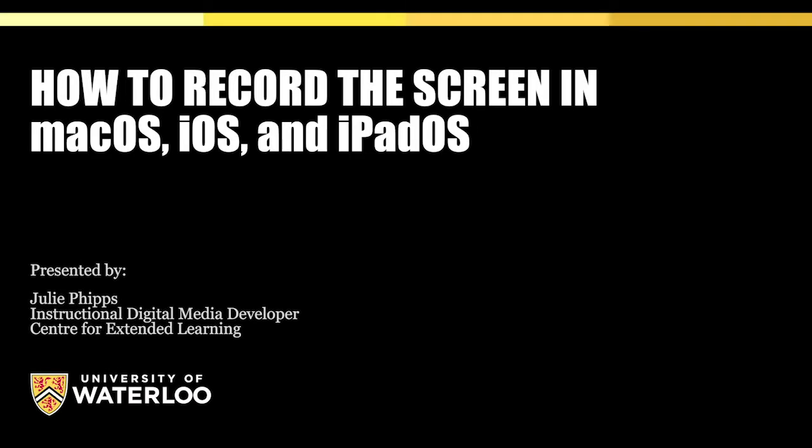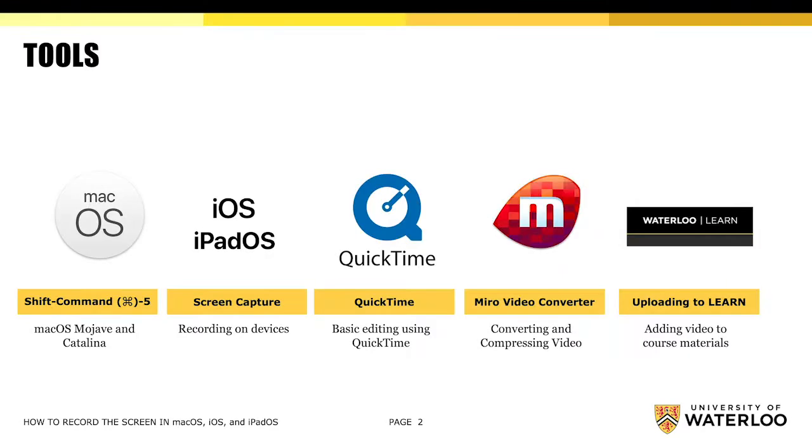How to record the screen in macOS, iOS, and iPadOS is part of a series of online demonstrations of material that can be found on the CEL Open Resource Repository. Tools we're going to be exploring include macOS's Shift Command 5 option that became available in macOS Mojave and Catalina, iPadOS and iOS screen capturing, QuickTime for basic editing using QuickTime's trim functionality, how to compress and convert your video using Miro Video Converter, and finally uploading your materials to learn.